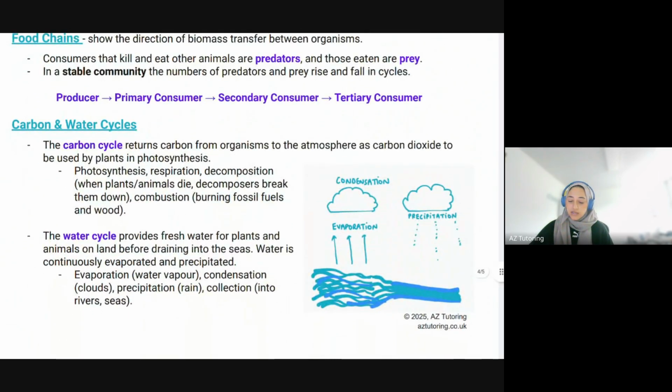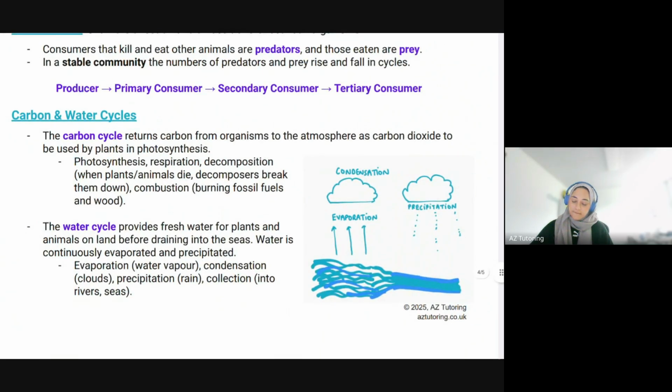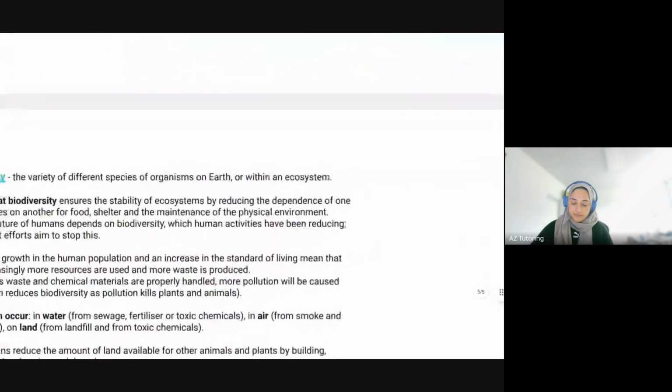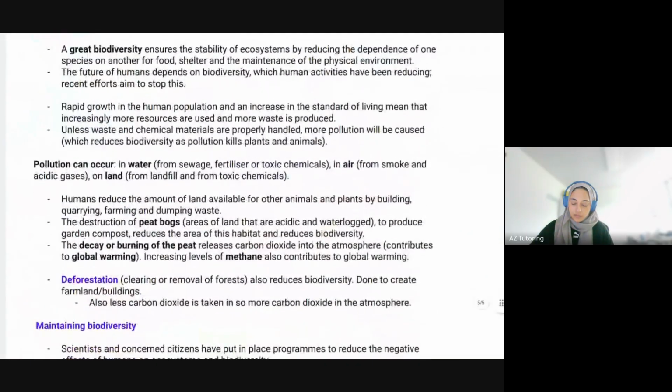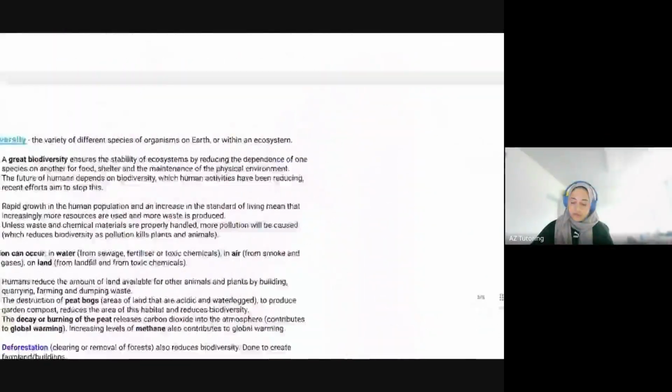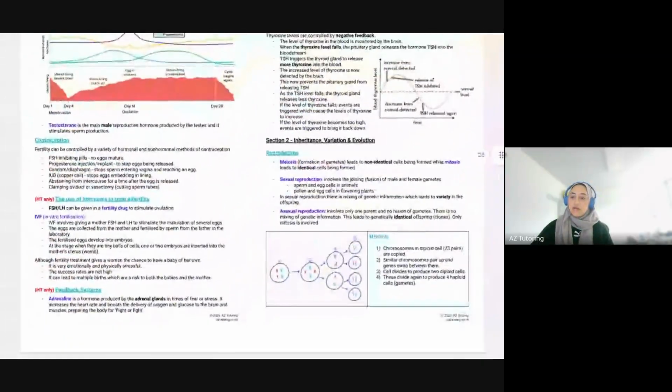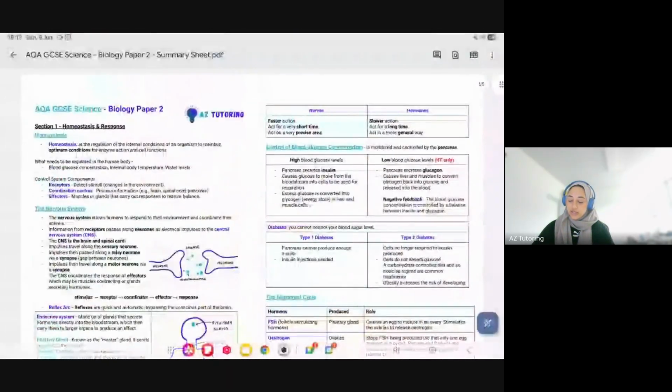We've spoken about the carbon cycle, and then we've got the water cycle as well. That's there. Biodiversity, we've spoken about that. But yeah, that's everything from this session that I did want to cover.